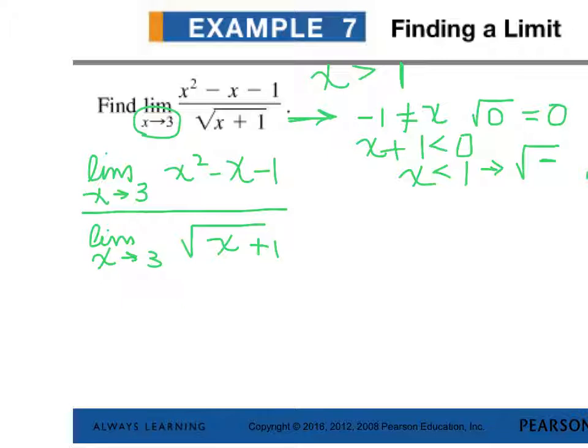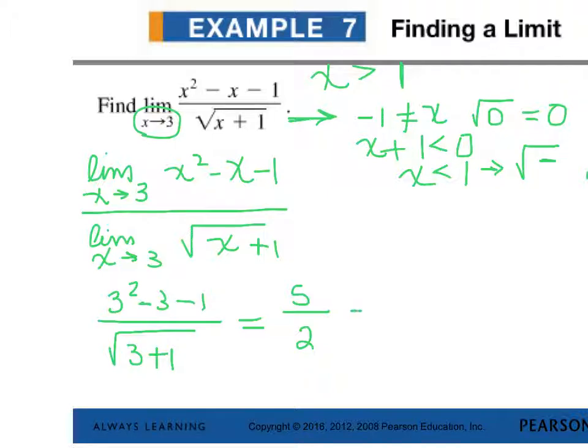Now, since this is a polynomial function, we can take the limit as x approaches 3 by simply saying 3 squared minus 3 minus 1. And since this is a radical function and 3 is in the domain of the radicand, we can simply take the square root of 3 plus 1 to get that limit. So 3 squared is 9, minus 3 is 6, minus 1 is 5, over the square root of 3 plus 1, which is 4, which is 2.